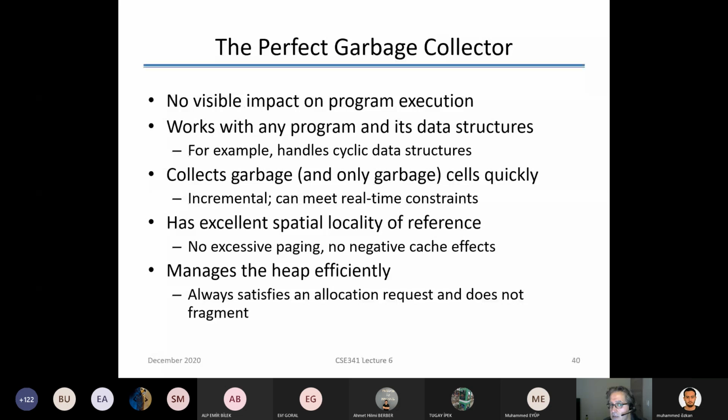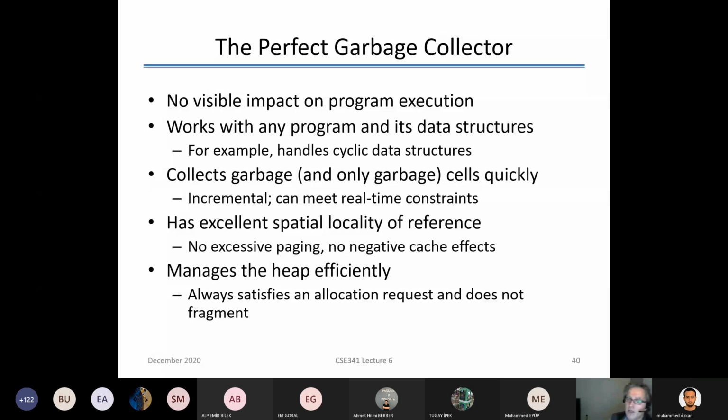You should have excellent spatial locality of reference. This means that whatever I am creating on the heap should, at least for consecutive allocations, be on adjacent blocks, or on the same page, or maybe in the next page and so forth. This is a little bit difficult to achieve. So it should not cause an excessive amount of paging, and shouldn't cause any cache effects.